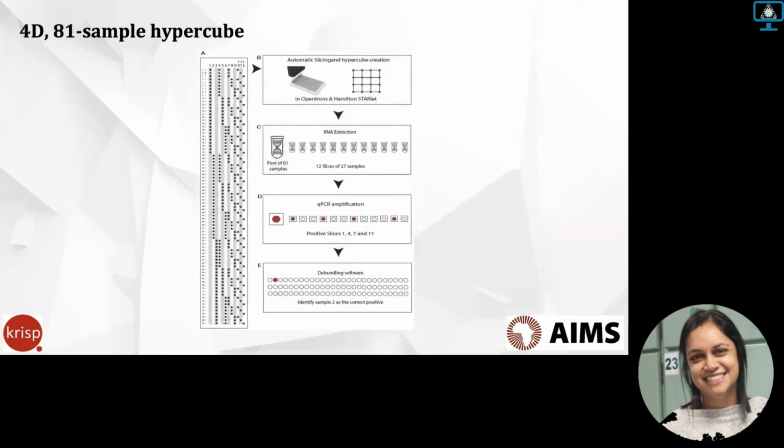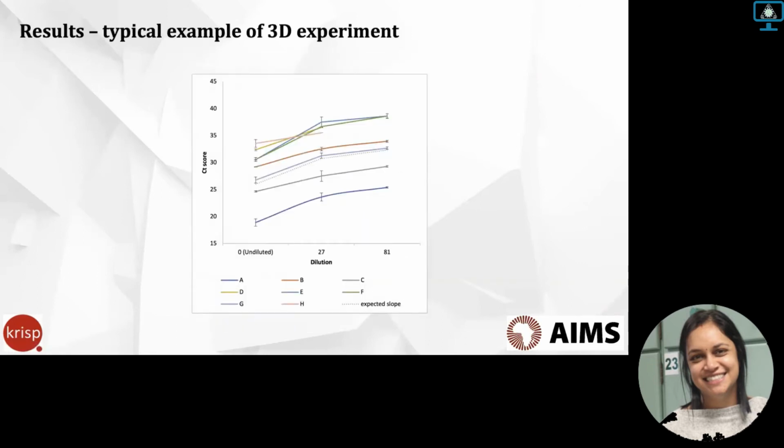Similarly, if we consider a 4-dimensional hypercube, which contains just one positive, in this case, it's present in position 2 of the hypercube. If we perform testing of the pool containing 81 samples, as well as the corresponding 12 slices containing 27 samples each, then the positive can be reliably detected as it appears in slices number 1, 4, 7, and 11. So these are just some typical results that we've obtained in the lab by doing some 27-fold and 81-fold dilutions, which correspond to 3-dimensional and 4-dimensional hypercubes respectively.